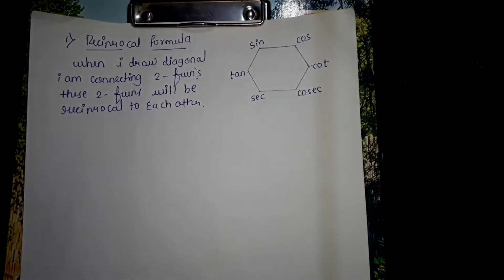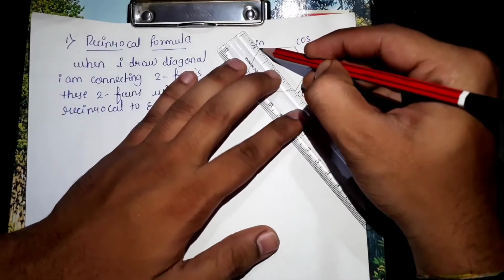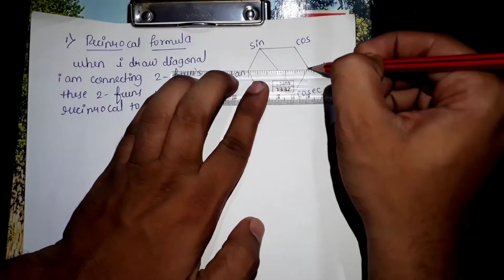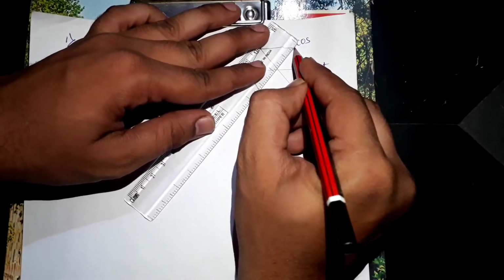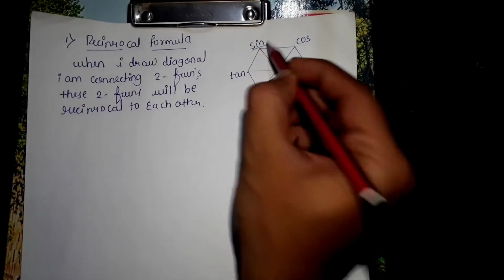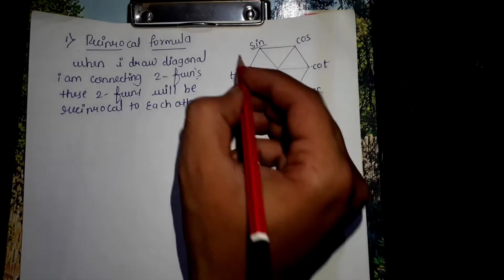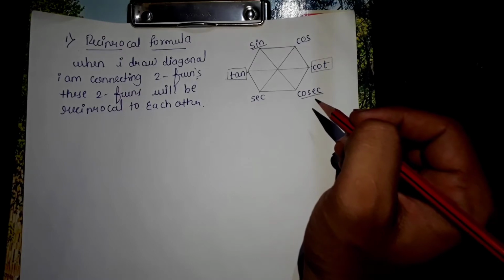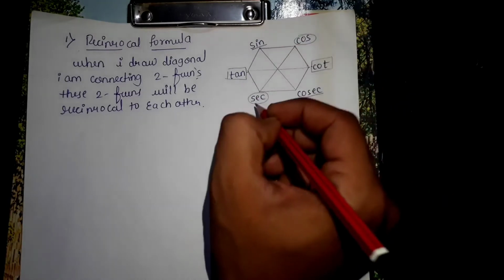Now let me explain by joining the two functions, that is by diagonal. I will join sine and cosec. I will join tan and cot, and I will join cos and sec. Sine will be reciprocal of cosec, and similarly cosec will be reciprocal of sine. Here tan will be reciprocal of cot and cot will be reciprocal of tan. Here sec will be reciprocal of cos and cos will be reciprocal of sec.